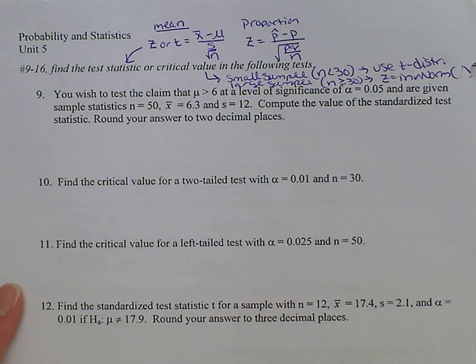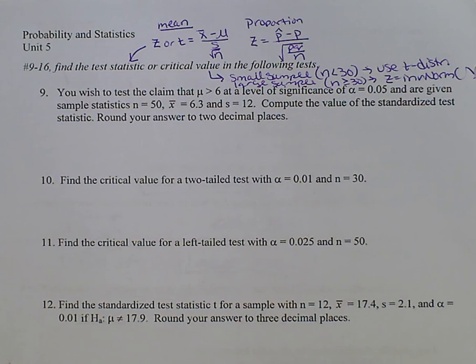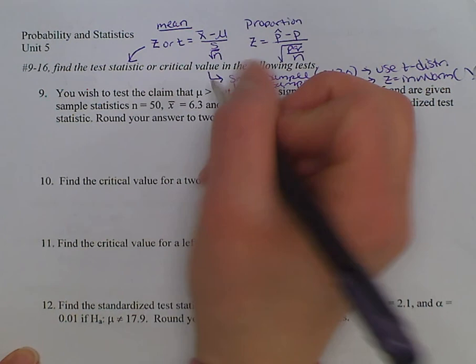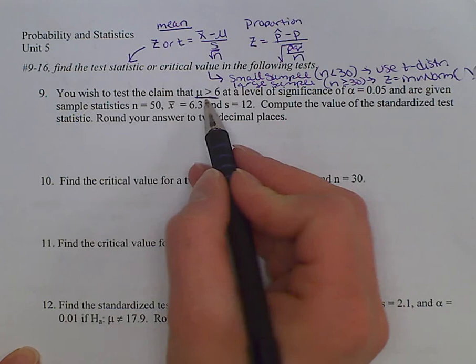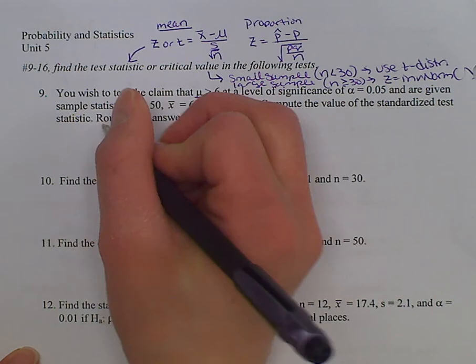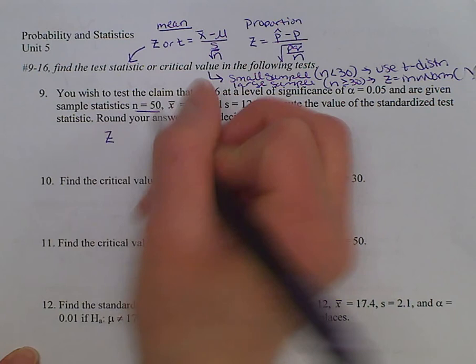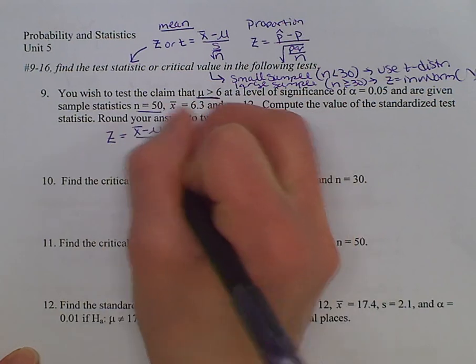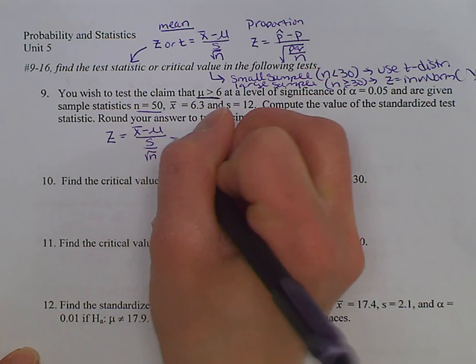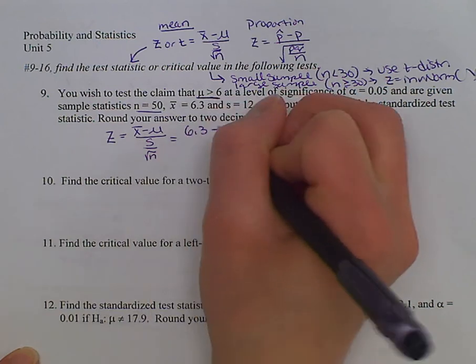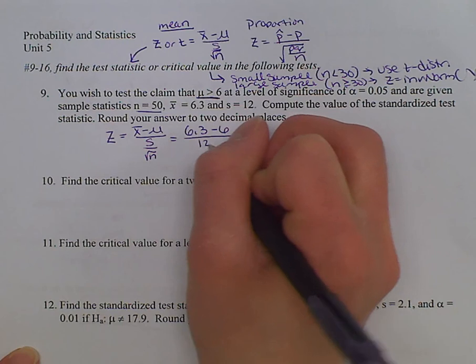Okay, so number 9. You wish to test the claim that the mean is greater than 6 at a level of significance of 5% and are given the following sample statistics. Compute the standardized test statistic, round your answer to 2 decimal places. So again, this is a test for a mean, so this is the equation that we use. It's a large sample. So we're going to do 6.3 minus 6 divided by 12 over the square root of 50.